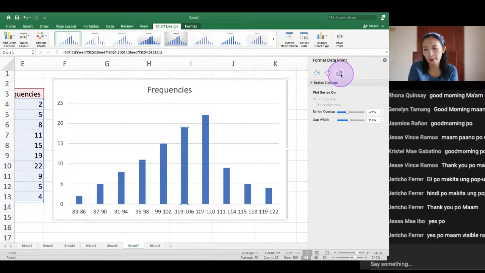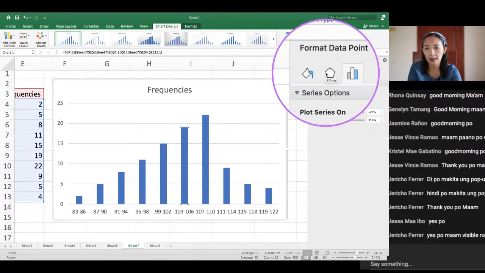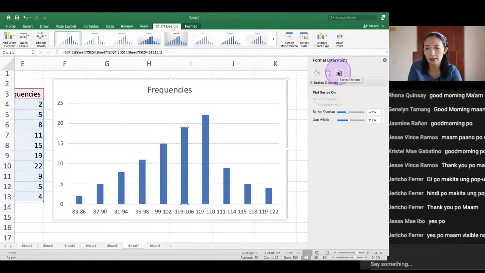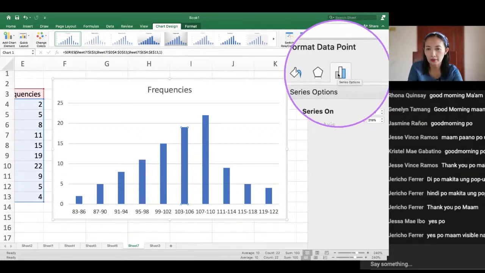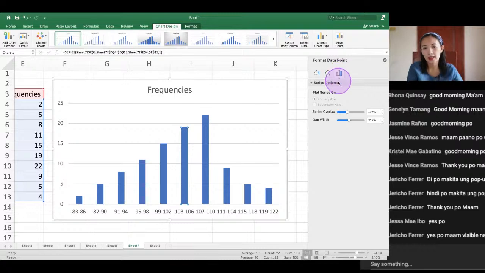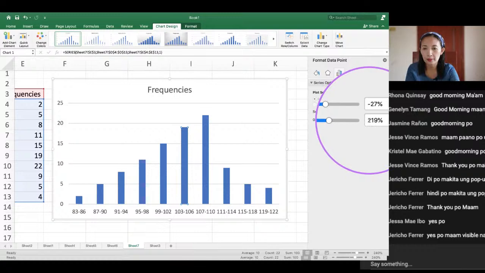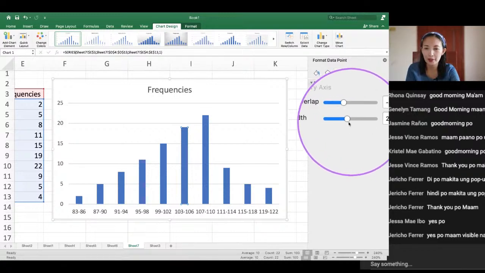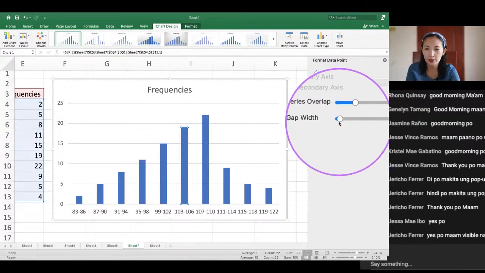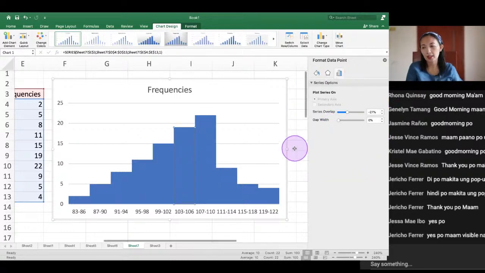Select the bars. Because the first is a bucket. We have here a bucket, we have a pentagon, and here we have the bars. So choose this, and you can change the gap width. Let's change the gap width from 219 percent to 0. Make it 0. And that's it.